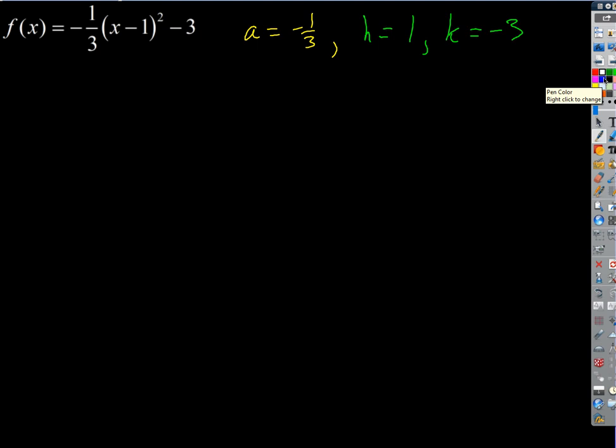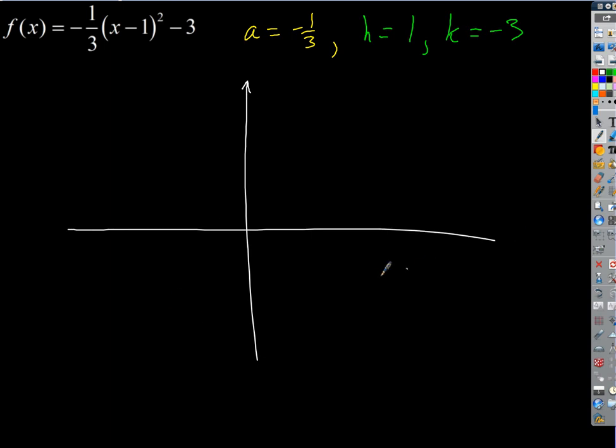Where's the vertex going to be? 1, -3, right? So if we're going to graph this thing, if we're going to stretch this thing, well, first of all, the vertex is going to be there. On the xy plane, the vertex has coordinates 1, -3. We're going to pretend like it's at the origin, though, right? And now, how do I do this? If my parent graph is an x² graph, everybody agree?